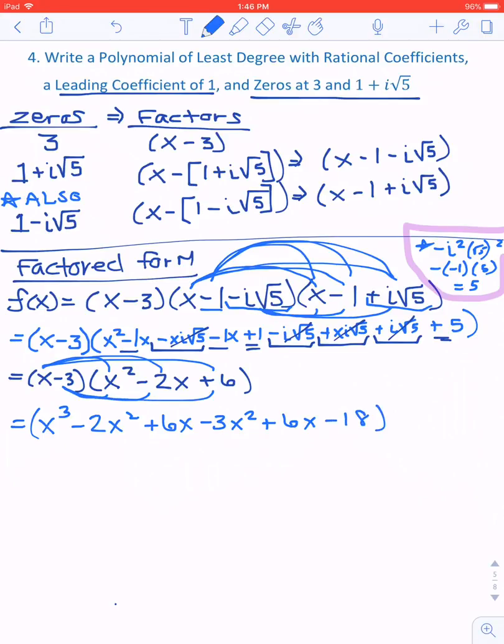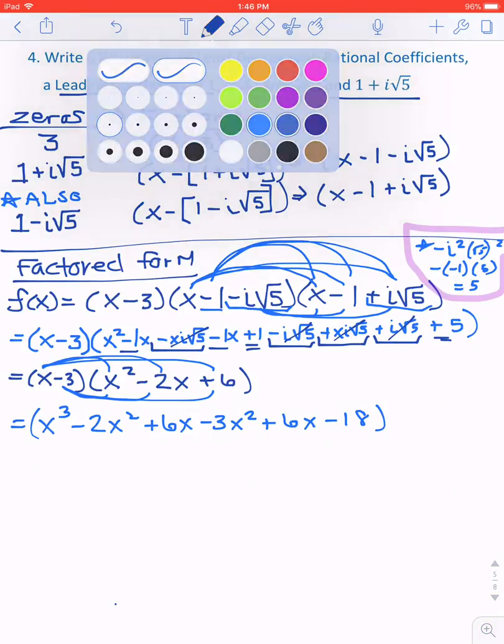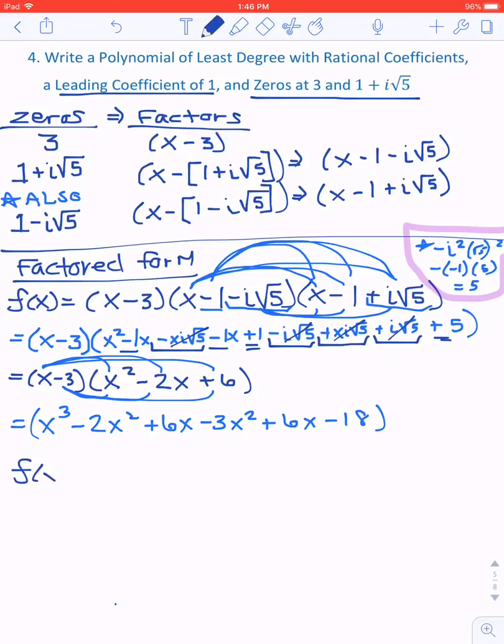Alright, so hopefully you got x cubed minus 2x squared plus 6x minus 3x squared plus 6x minus 18. Alright. Simplify that down. We only have one set of parentheses left, so we should have it in standard form once it's all simplified. Highest term, x cubed, of our squares, so minus 5x squared, your x's plus 12x, and your constant minus 18.